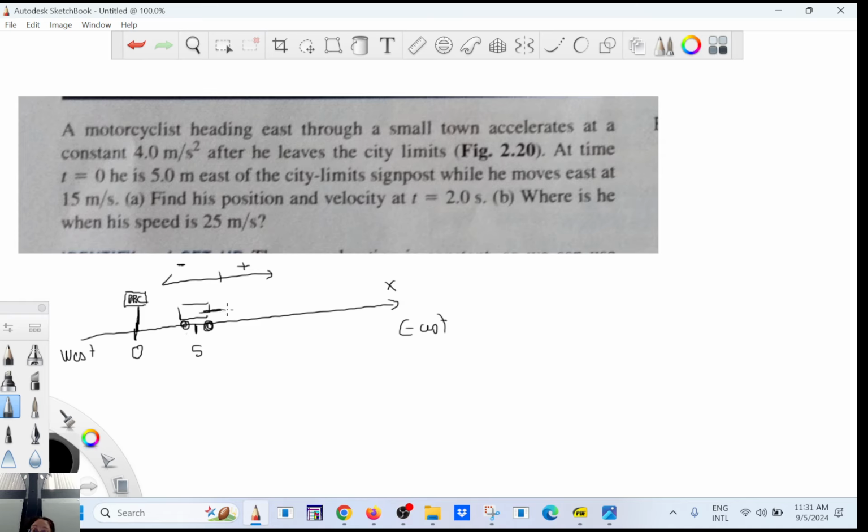Okay, initial velocity, it says 15. If you put everything in a sketch, then it's going to be very easy. So that will be your initial position. That's when you start your stopwatch. But the origin is here. This is a 0 here. Okay. Find its position at t equals 2. So the final position.